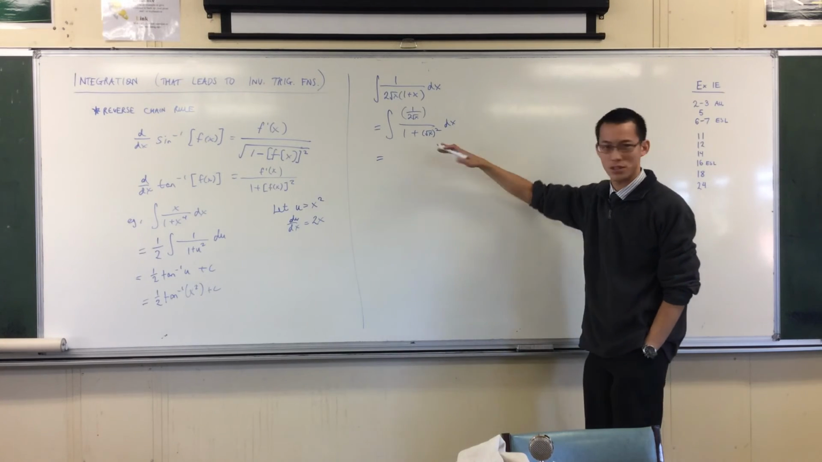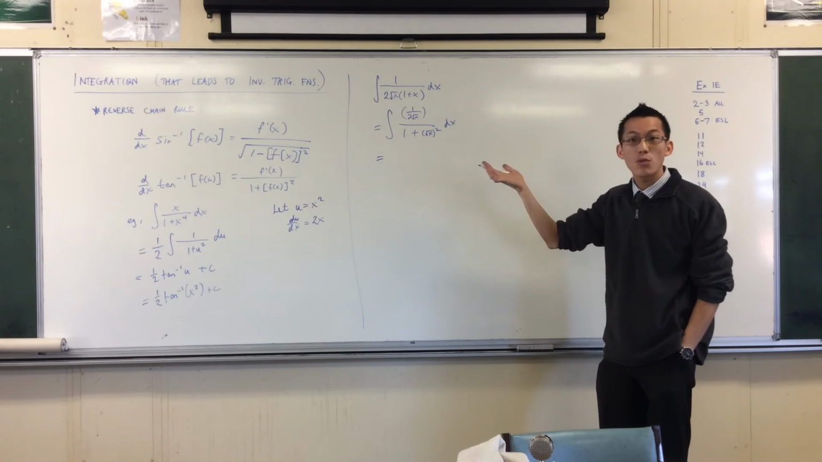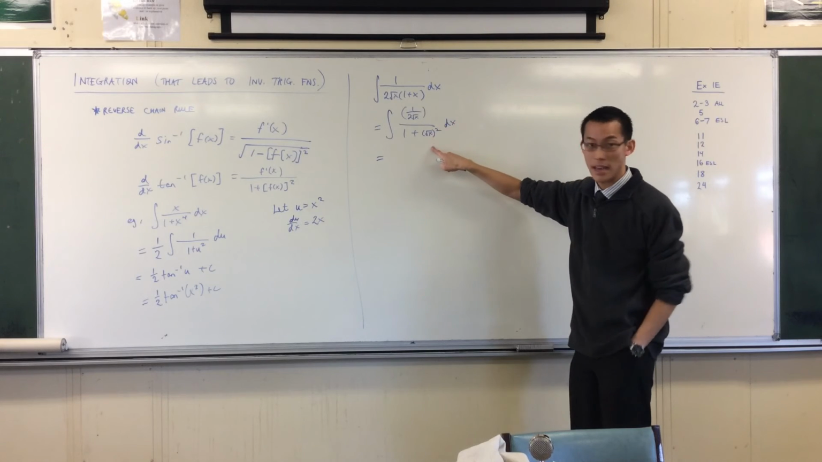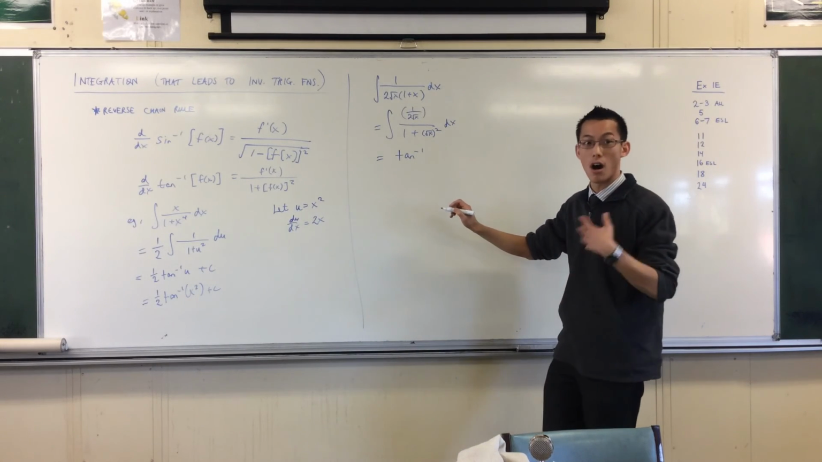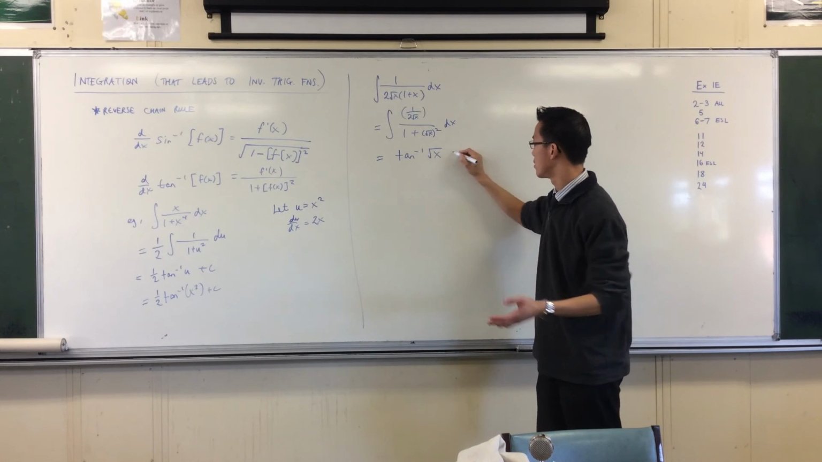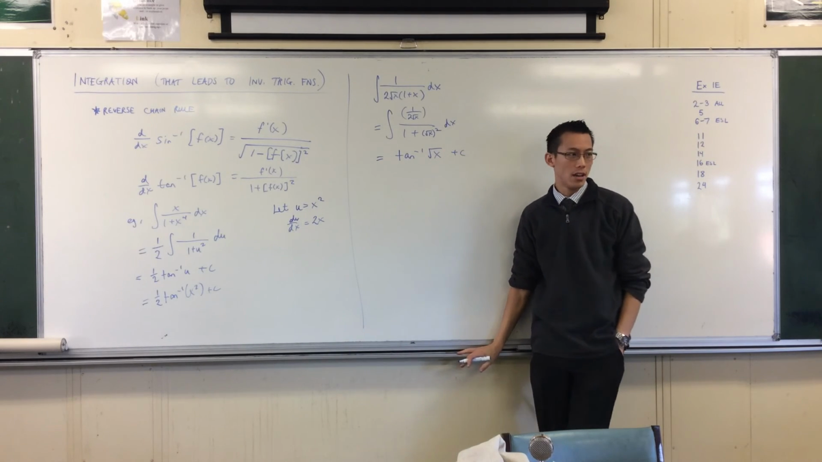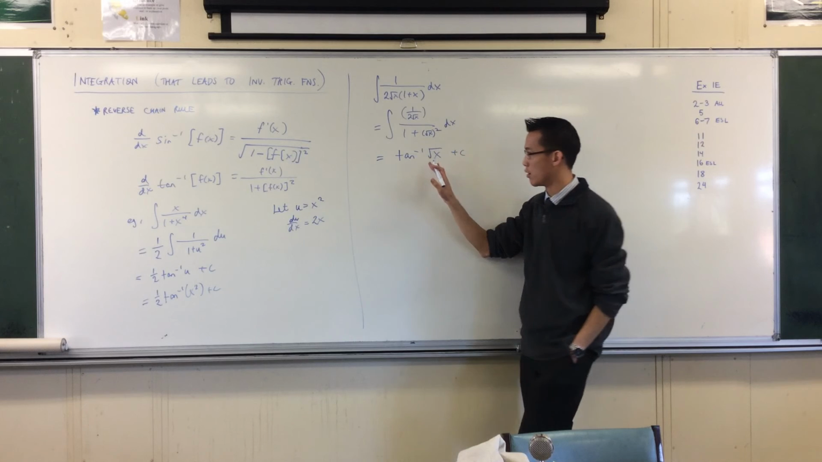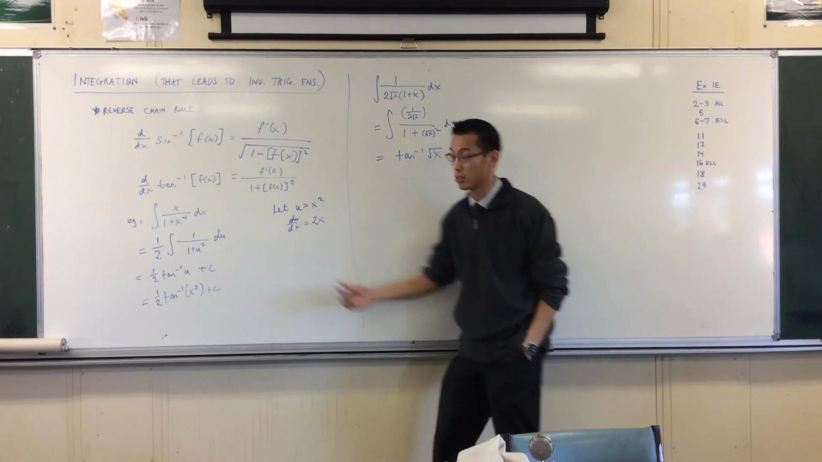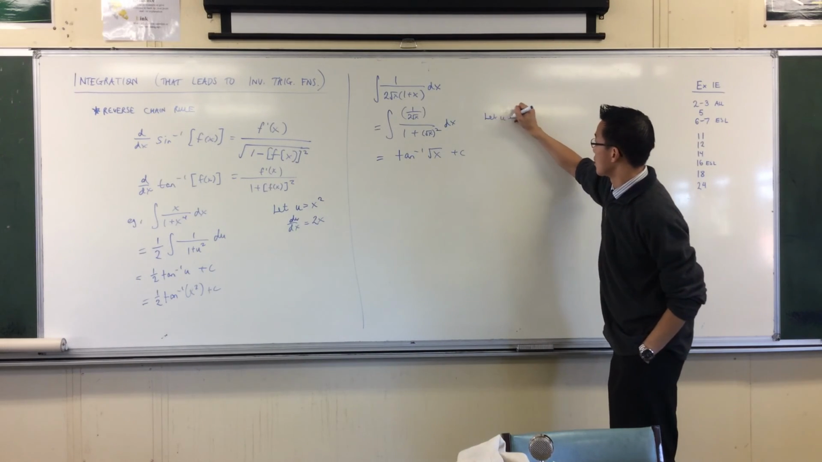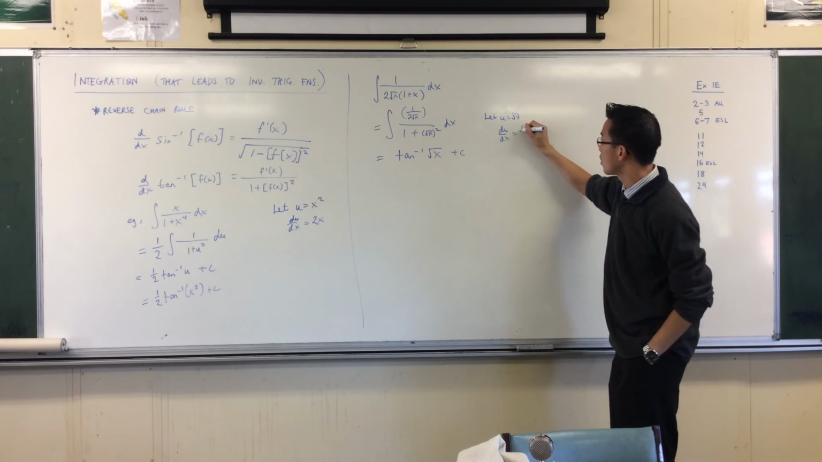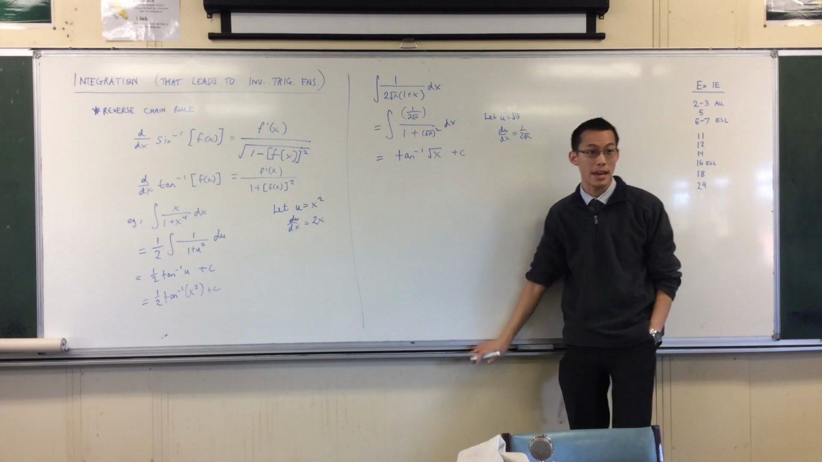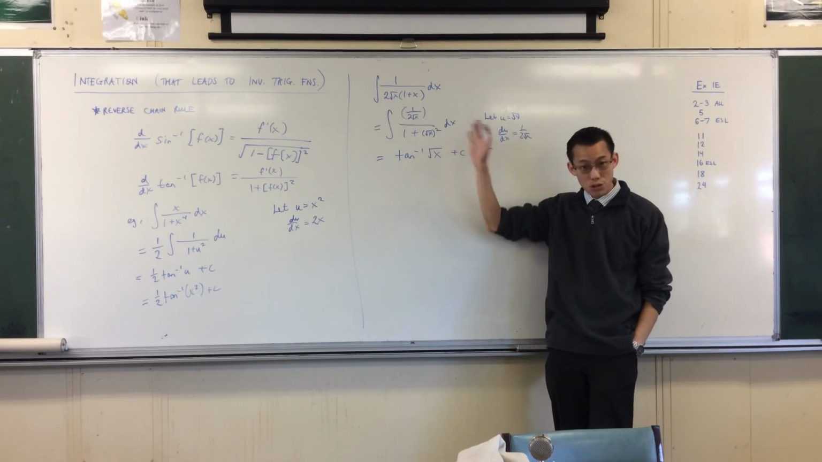It's much harder than with just logs. But now I'm in the right position. There's my f dash, there's my f. I can actually just go straight to the next line. That's tan inverse of f plus my constant. Of course, if you're struggling to see that and go there directly, you can do the substitution. You can say let u equal the square root of x, so therefore du on dx equals 1 on 2 root x, and then go from there. But you can see it now.